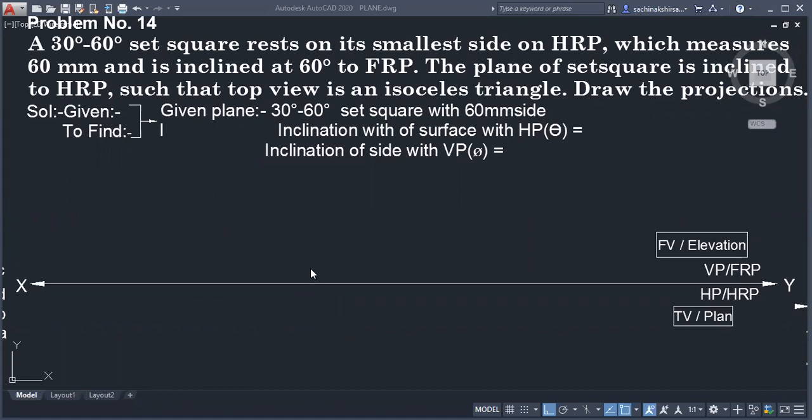Meanwhile, we will solve one or two problems today. So with this three-stage problem, the projection of plane chapter will get over, except one bit. It was again very simple, not difficult.